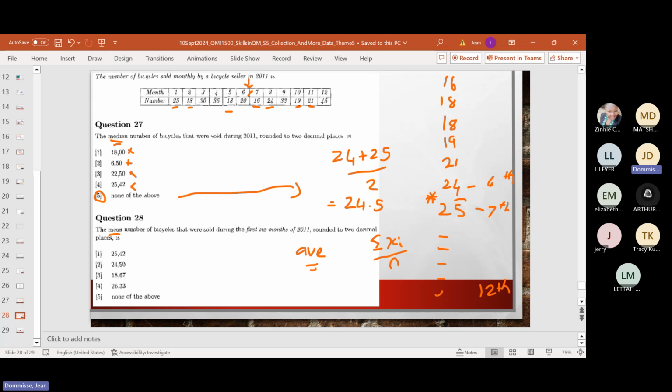So always remember, with the median, you need to sort the data from small to big. Then you get the number that is in the middle, or you can first get the position that is in the middle. The position will be position 6.5. To get the value at that position, we say what lies between 24 and 25. It is 24.5. And in this instance, it was none of the above.